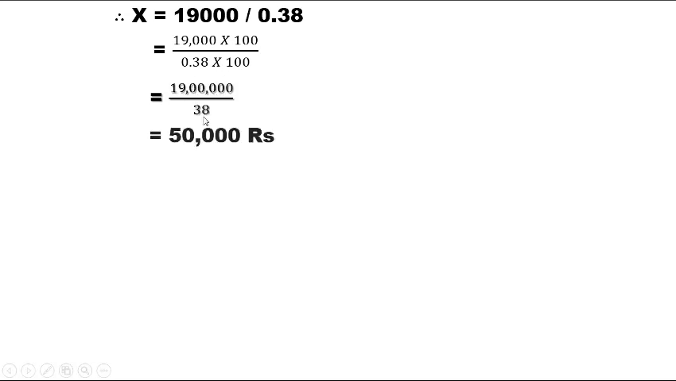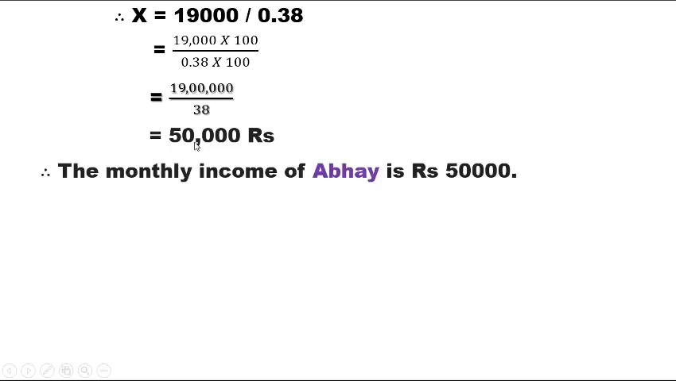Therefore, X is equal to 19,000 divided by 0.38, which is 19,000 into 100 divided by 0.38 into 100. Therefore, 19 lakh divided by 38 is equal to 50,000 rupees. The monthly income of Abhay is rupees 50,000.